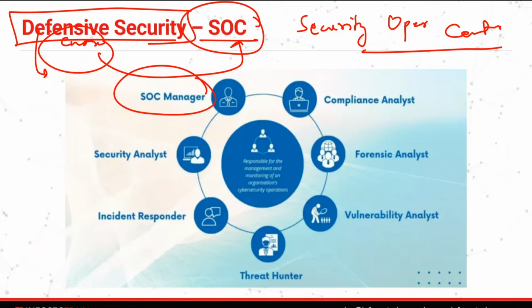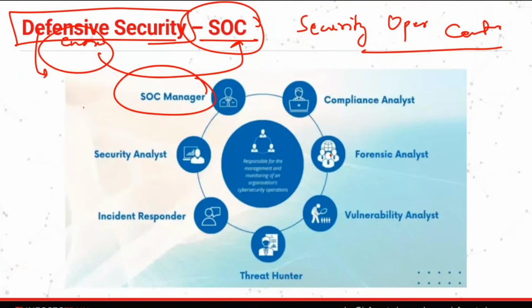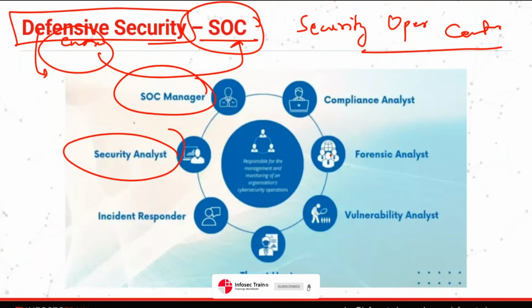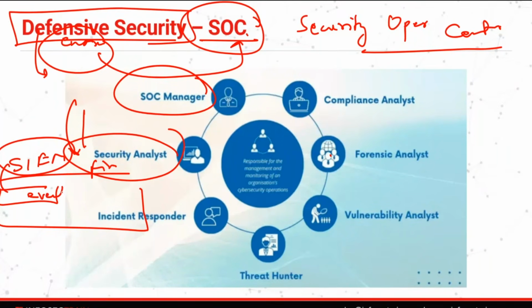So what will you be getting as an entry level? On the offensive side, it was junior pen tester. On the defensive side, you will be getting the role of security analyst. That is your entry level job here. As a security analyst, this is your very first line of defense. You will be given some tool here, and in this tool you will be seeing the events that are happening in your organization. An event could be a normal event, or it could be a malicious event, right?